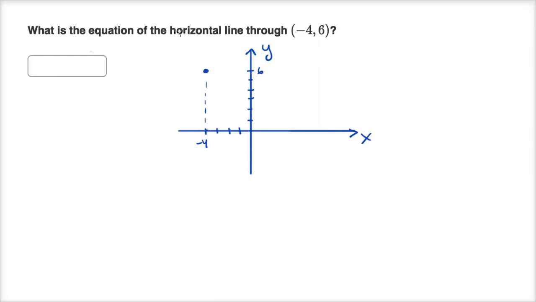And they're saying, what is the equation of the horizontal line? It is a horizontal line. So it's just going to go straight left, right like this. That is what the line would actually look like. So what is that equation?